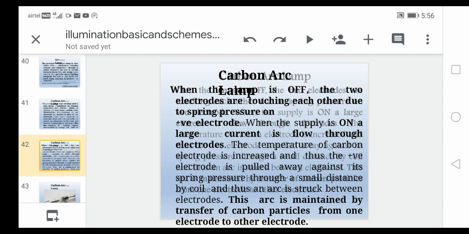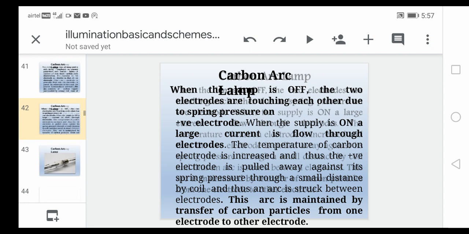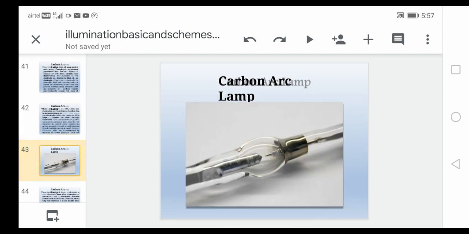When the lamp is off, the two electrodes are touching each other due to spring pressure on the positive electrode. When the supply is on, a large current flows through the electrodes. The temperature of the carbon electrodes increases, and thus the positive electrode is pulled away against its spring pressure through a small distance by a coil, and an arc is struck between the electrodes. This arc is maintained by transfer of carbon particles from one electrode to the other. See, this is the carbon arc lamp.